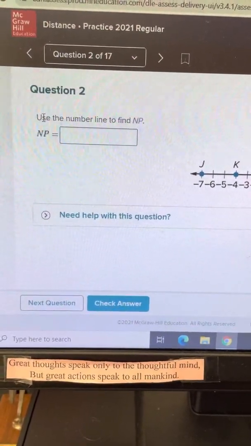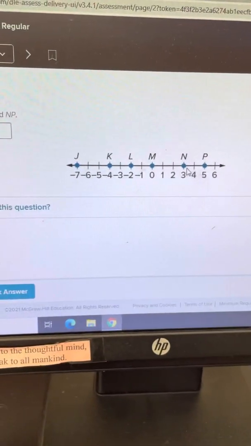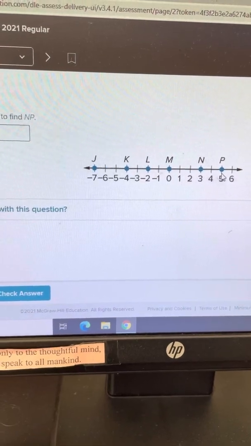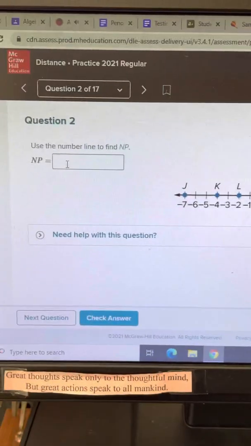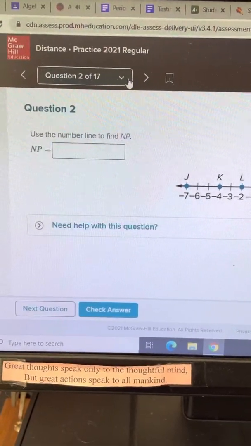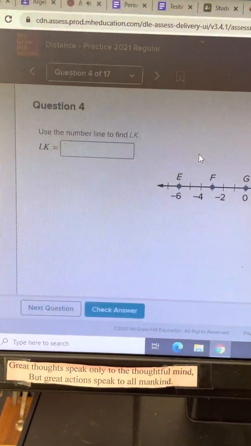Okay, use the number line to find NP. So NP, let's look at NP. We're going to go 1, 2 places. So we have 2 there. I'm going to go down to number 4. That's all we do. Pretty simple.